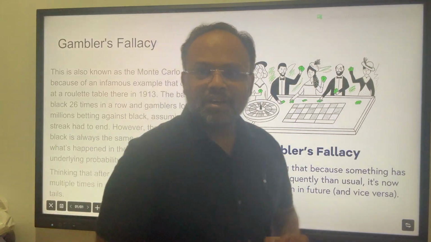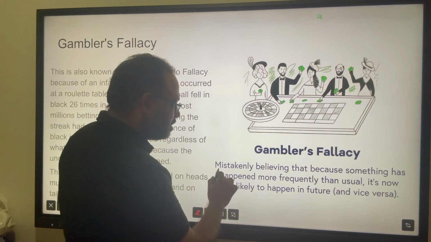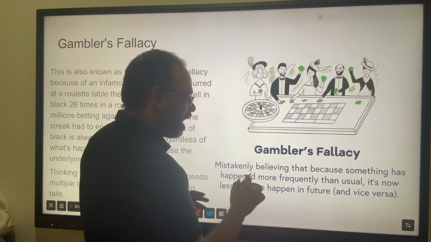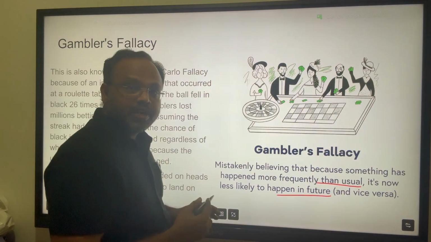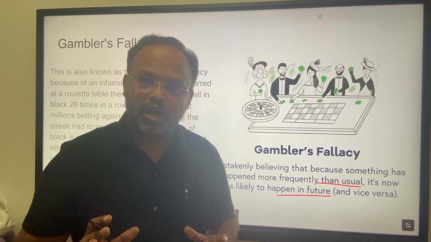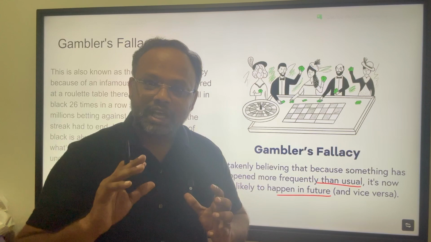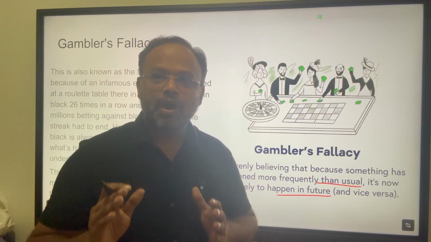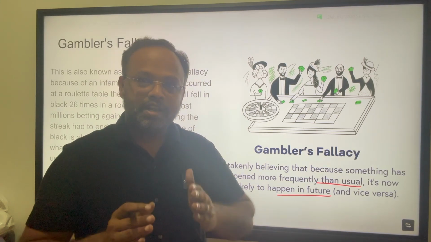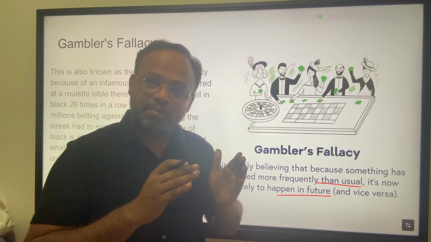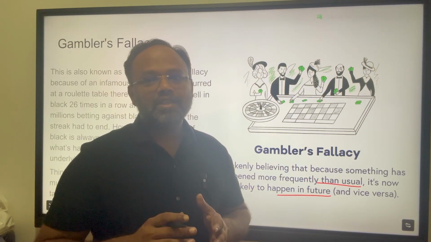Next on our list is the gambler's fallacy. Gambler's fallacy is a phenomenon where people mistakenly believe that because something has happened more frequently than usual, it's now less likely to happen in future, and vice versa. Suppose we are tossing a coin. If head comes now, then usually the human tendency is to believe tail is going to come next. But actually the probability of head and tail at that point of time is going to be equal. But if head happened the previous time, the mind believes that next is going to be the opposite. So that is called gambler's fallacy.